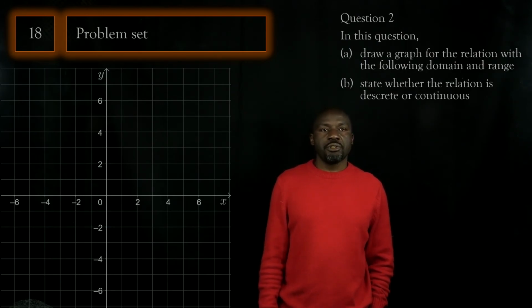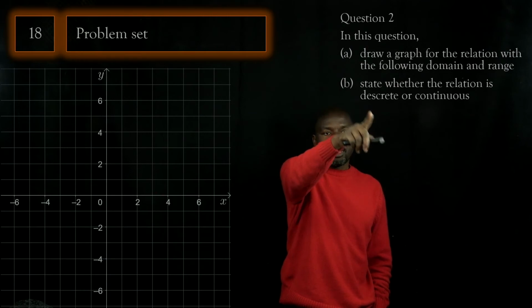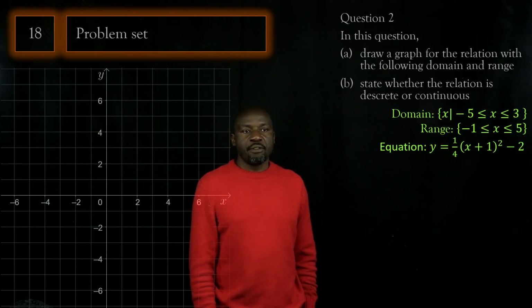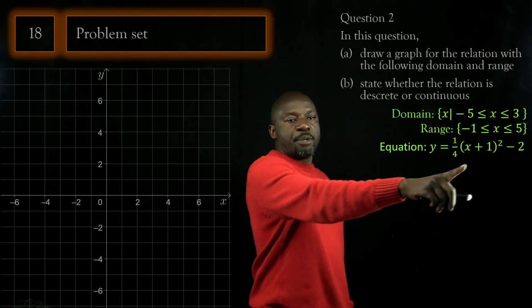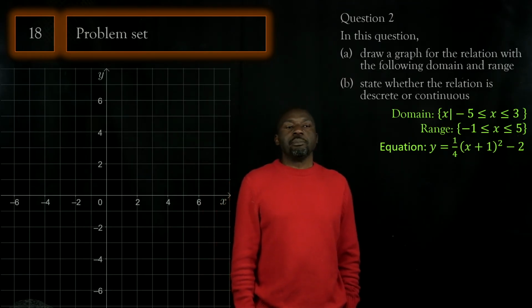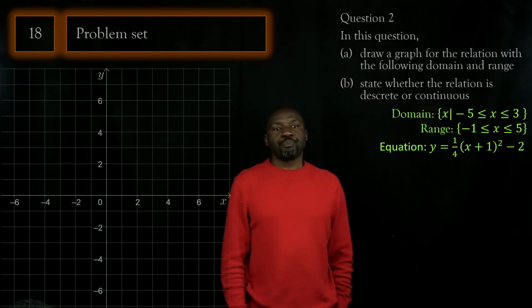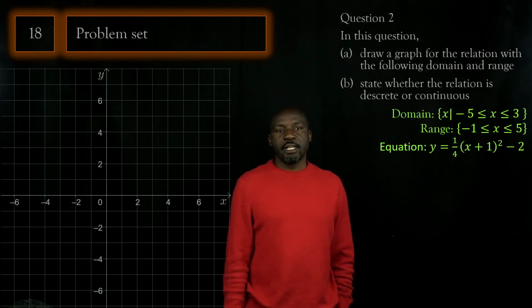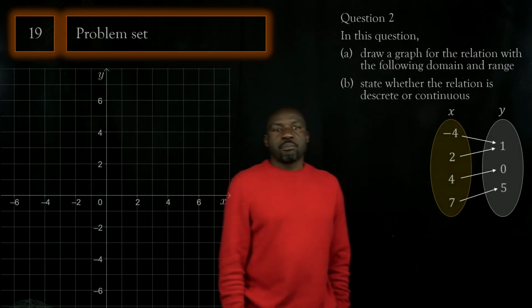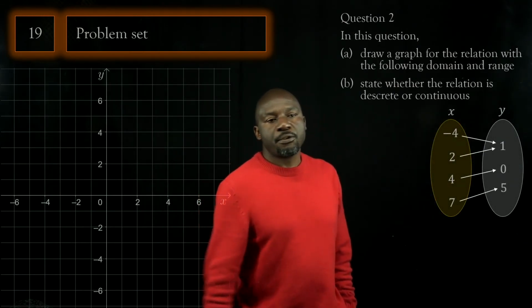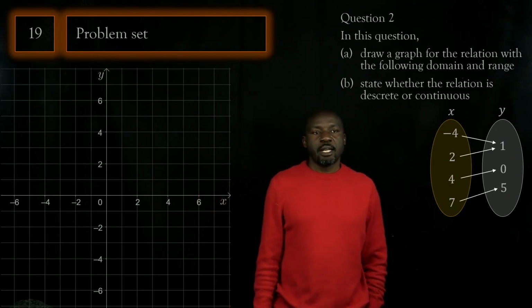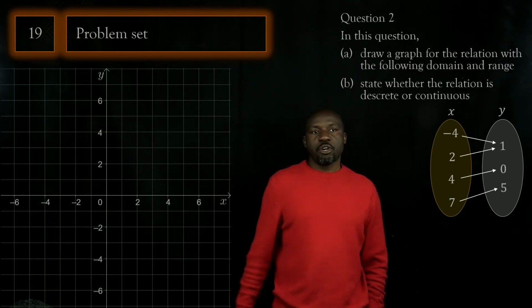Question 2 continues with the same instructions. There are pieces of information given. They should be familiar already for those who have done quadratic functions. That would be the vertex form, so you can sketch that graph easily. Try that out. This particular relation is given in the form of a mapping diagram. Again, represent that on a grid like that, and respond to those questions.